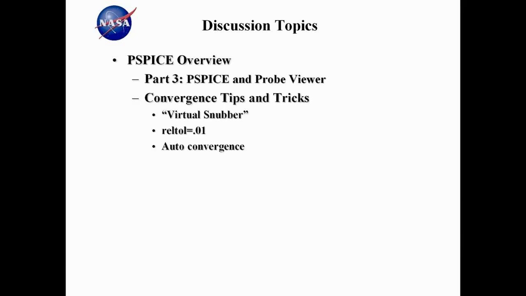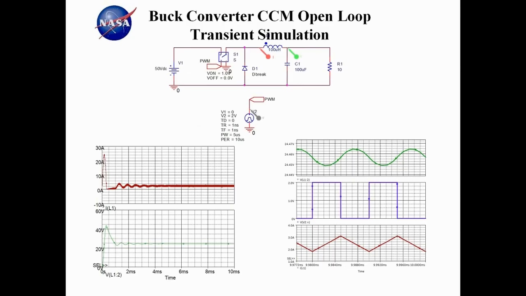And then towards the end of this, we'll get into convergence tips and tricks, which is definitely something that you need to get familiar with if you're going to use an analog simulator of this type. So here's the circuit that we built last time in part 2, and we will now go into simulating it. So I'll switch over to the simulator.